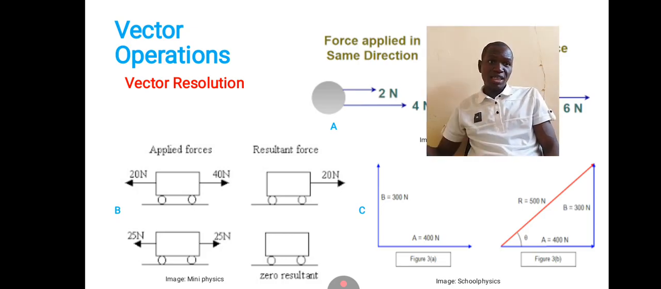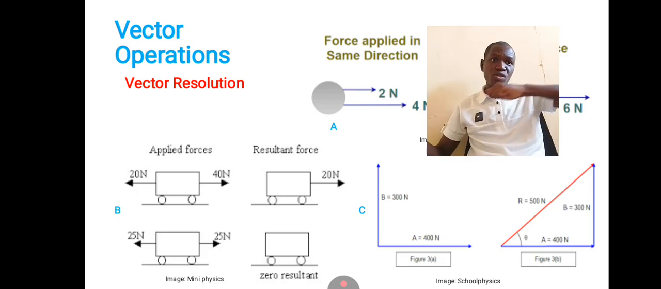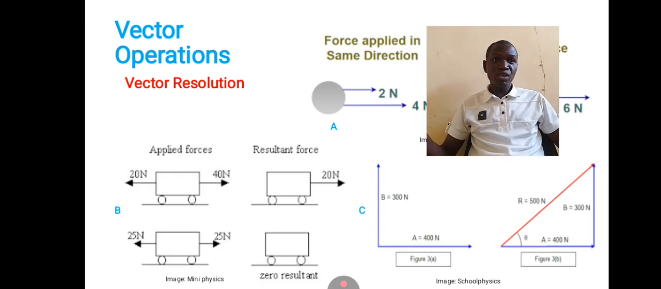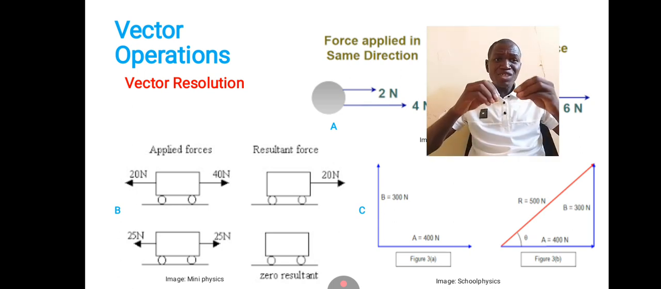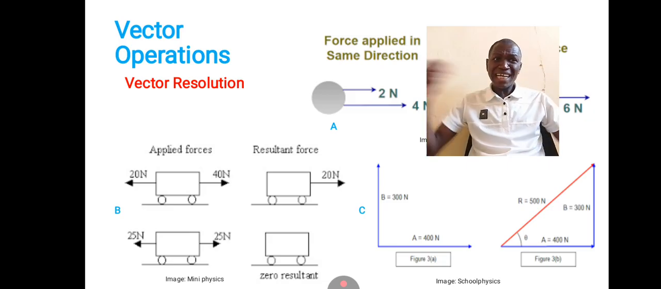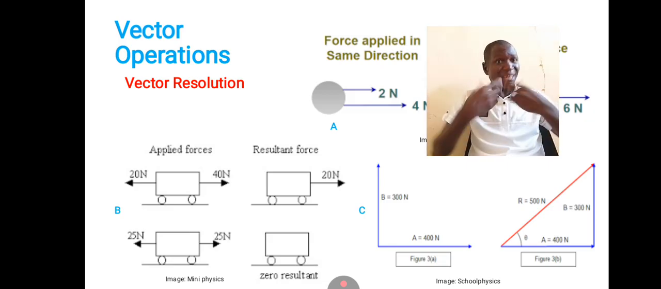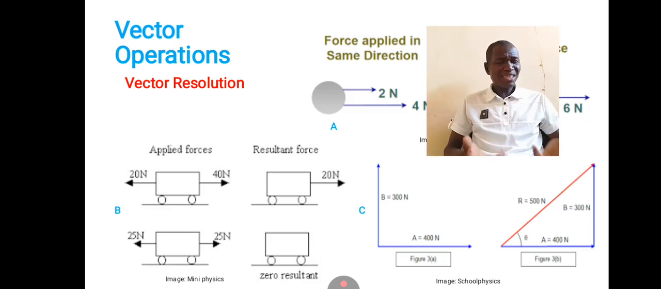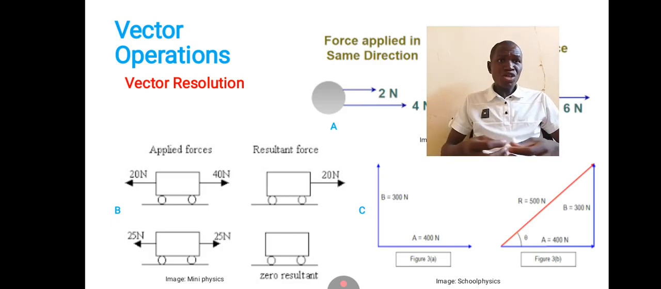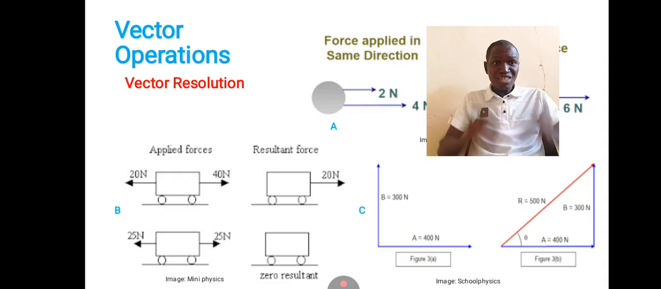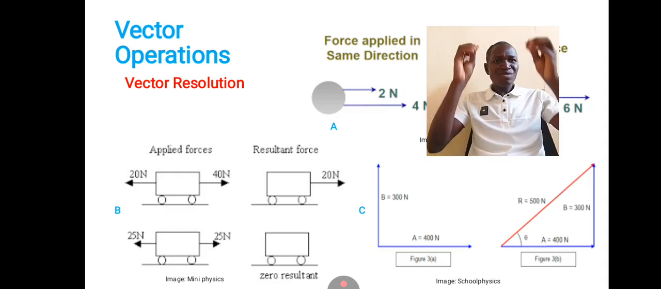25 Newton acting in this direction, 25 Newton acting in this direction. What will be the resultant force? Yes? 0, correct. Why is it 0? Equal forces are acting on the same object in opposite directions. So will there be any effect? There is no resultant effect, because 25 minus 25 is 0. So the car will just remain stationary. It will remain without moving.